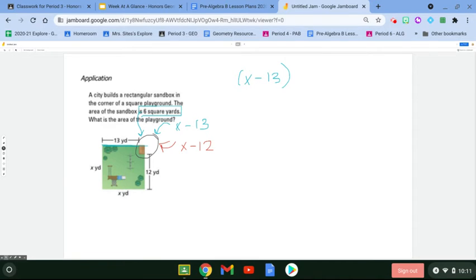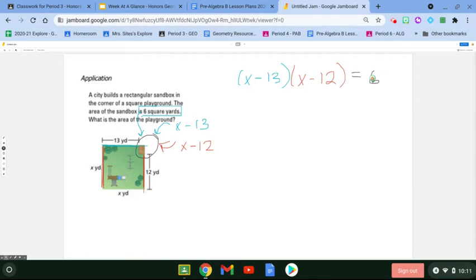Same deal with the length. I know the whole entire length is x yards. If I take off the 12 yards, I'm going to have the leftover dimension for the length of the sandbox. So I'm going to write for the other dimension x minus 12. And I know from area that length times width is going to give me the area I need for the sandbox, so I'm going to set this equal to 6.